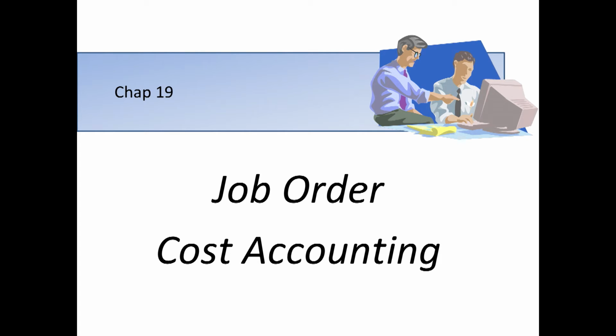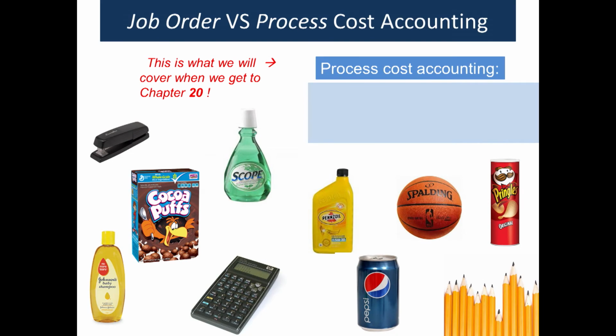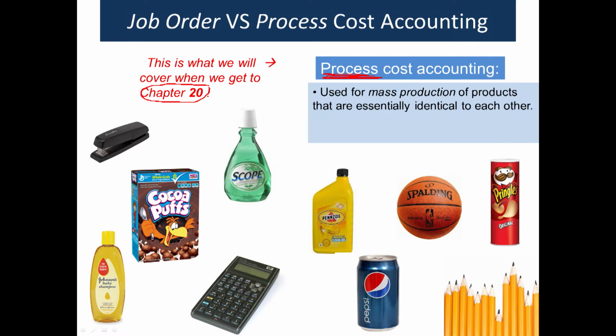So let's talk about job order cost accounting. Now, first of all, let's skip ahead a little bit and discuss what we're going to talk about eventually when we get to chapter 20. Now, this is not what we're going to cover in chapter 19. This is what we're going to cover in chapter 20. Chapter 20 has to do with process cost accounting. It has to do with items that are mass produced, such as all the examples that you see on the screen.